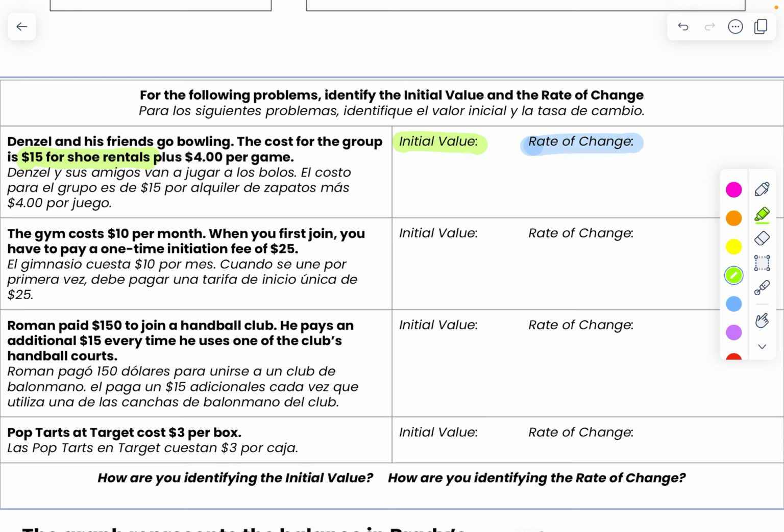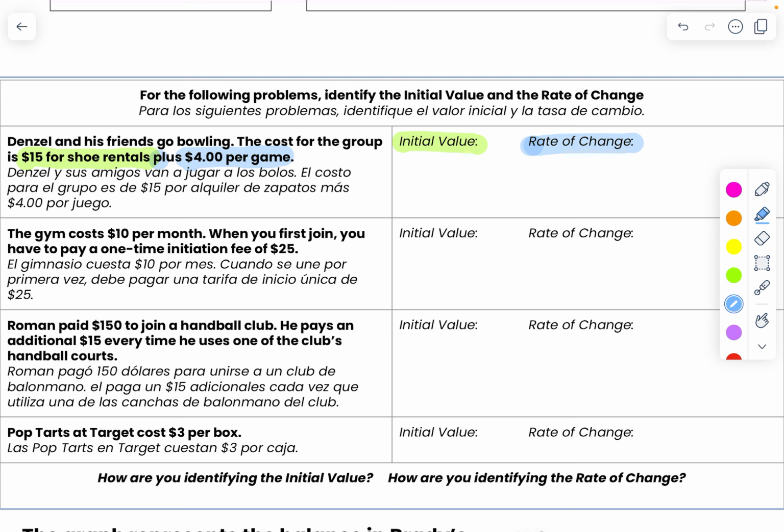If I don't play any games of bowling, I still had to get the shoes. If I play 25 games of bowling, I still had to get the shoes. If I only played one game of bowling, I still had to get the shoes, right? And then my rate of change is $4 per game. For every single game, I'm going to have to pay that $4.